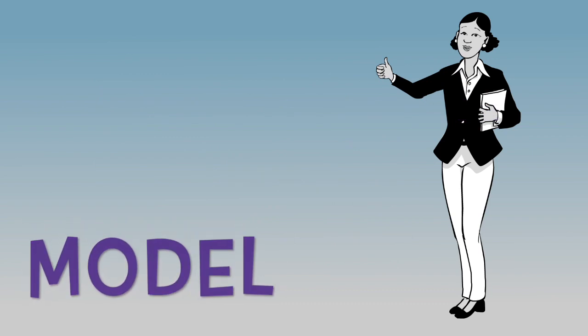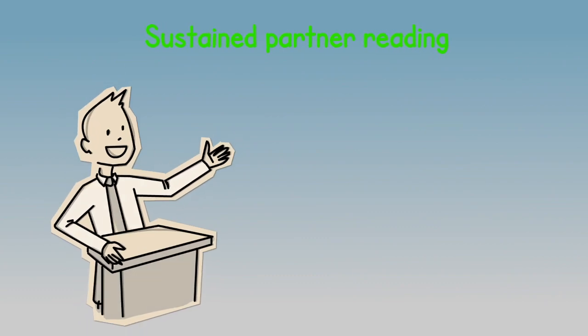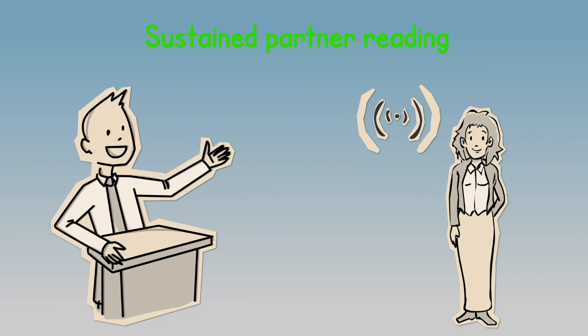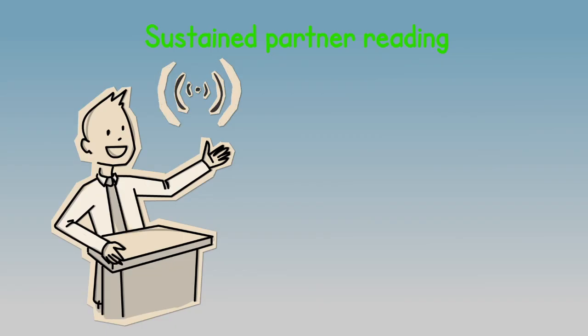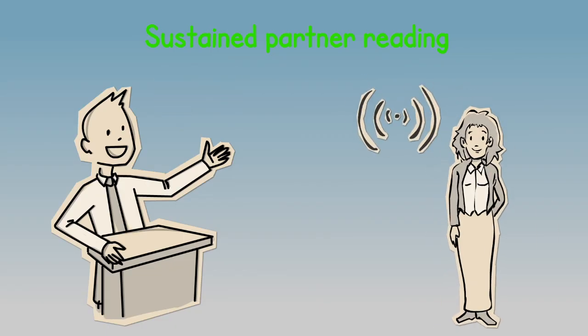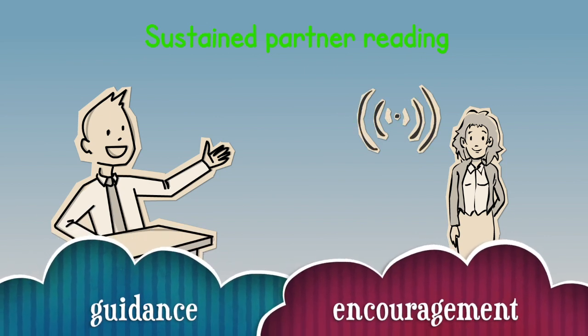The last activity is sustained partner reading. In this activity, a teacher or more proficient peer first reads a passage aloud. This allows a CLD student to hear the exact expression of English conventions, and then they read the same passage aloud. During the reading, the teacher or more proficient peer gives guidance and encouragement.